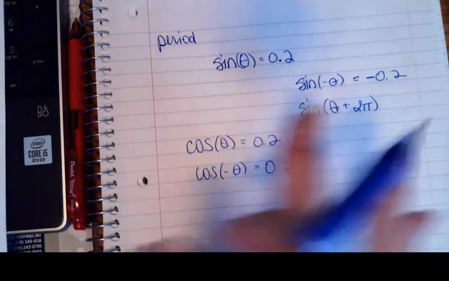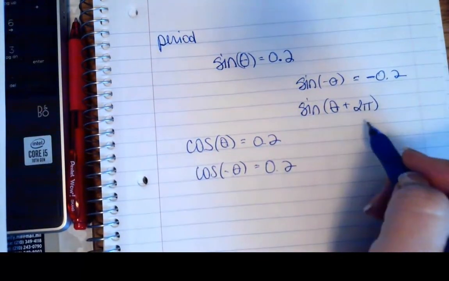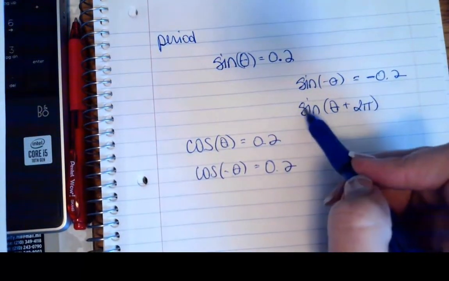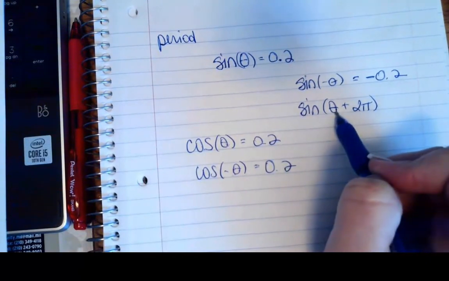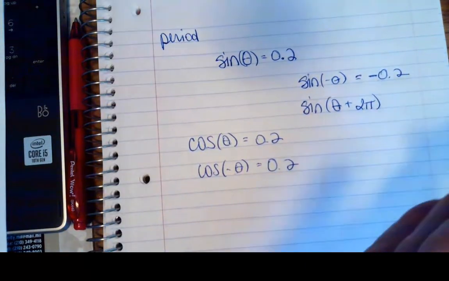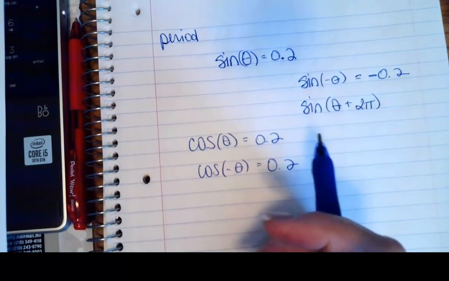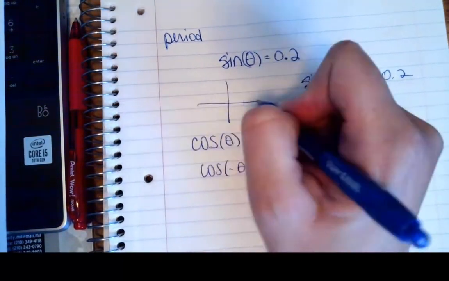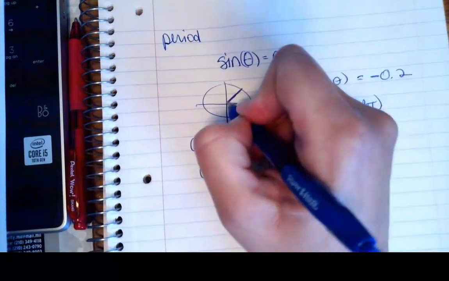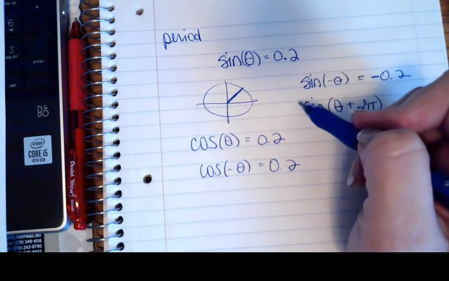Okay, so that's the power of even and odd functions. Well, this is the periodicity of the function. So I take sine of this angle, but I add a lap to it. So I have now found a coterminal angle, which means I just landed at the same spot. So I do not care what the angle measure is. I do know that the ratio is 1 to 5 or 2 to 10.